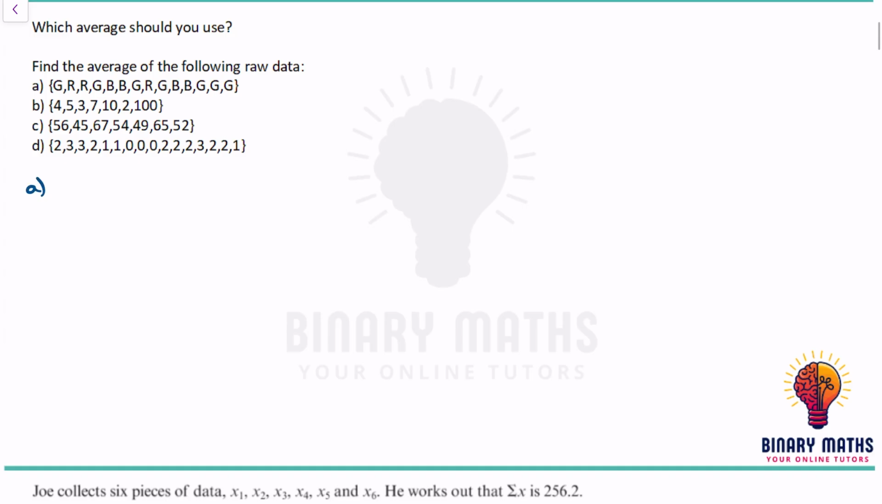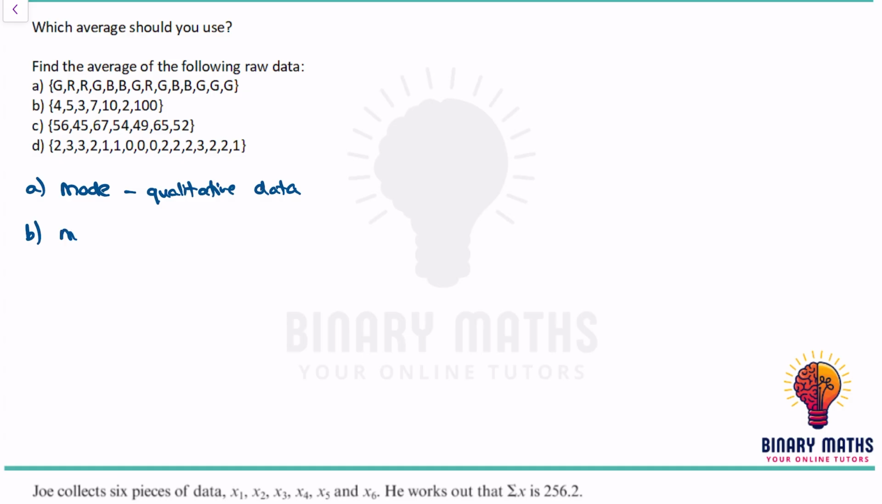Now if you look at A, we have qualitative data in front of us. So that means mode is probably the most appropriate one, due to it being qualitative data. B, we've got 4, 5, 3, 7, 10, 200. We do have an extreme value there. The mean is sensitive to extreme values. So median here is more appropriate.